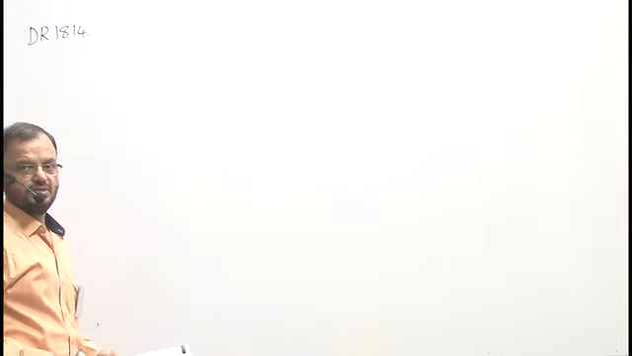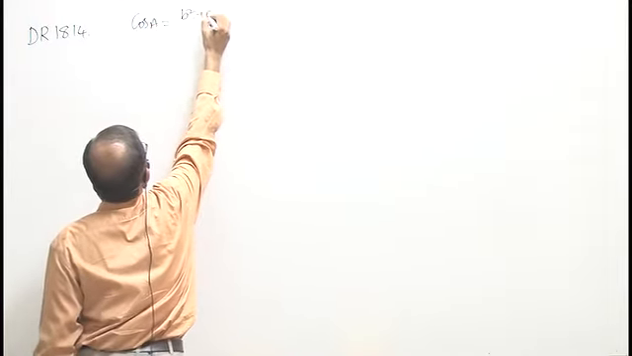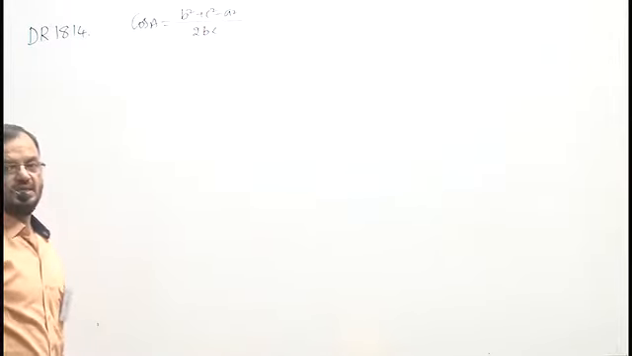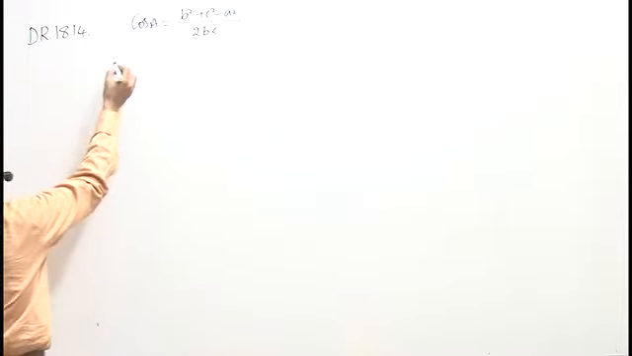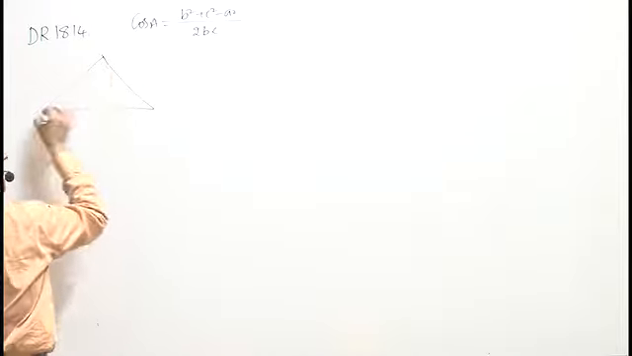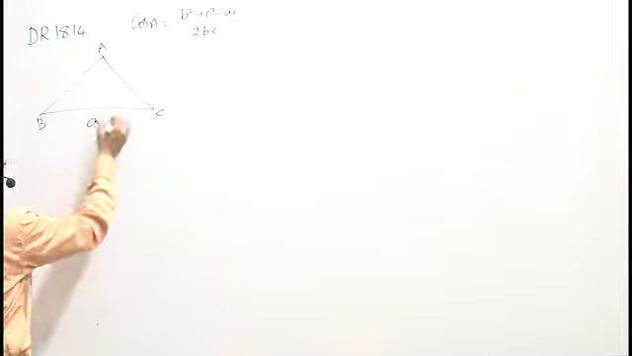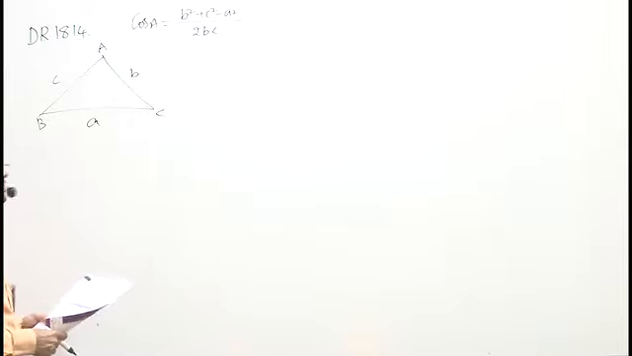I will use the formula for cosine rule. I know that cos A is equal to (b² + c² − a²) upon 2bc. Similarly, I can define cos B and cos C. Now I write here, if it is a triangle ABC, the sides are a, b and c. I will find cos A, cos B, and I will write the value of cos 3A.